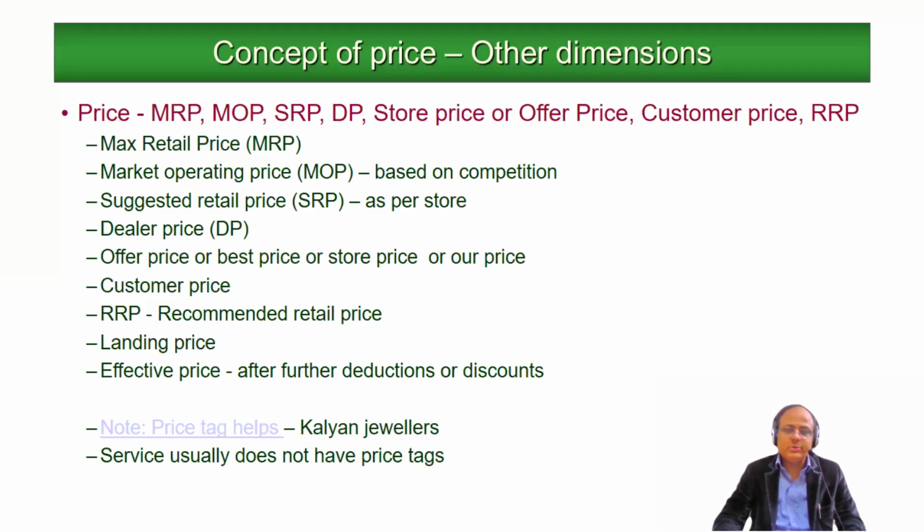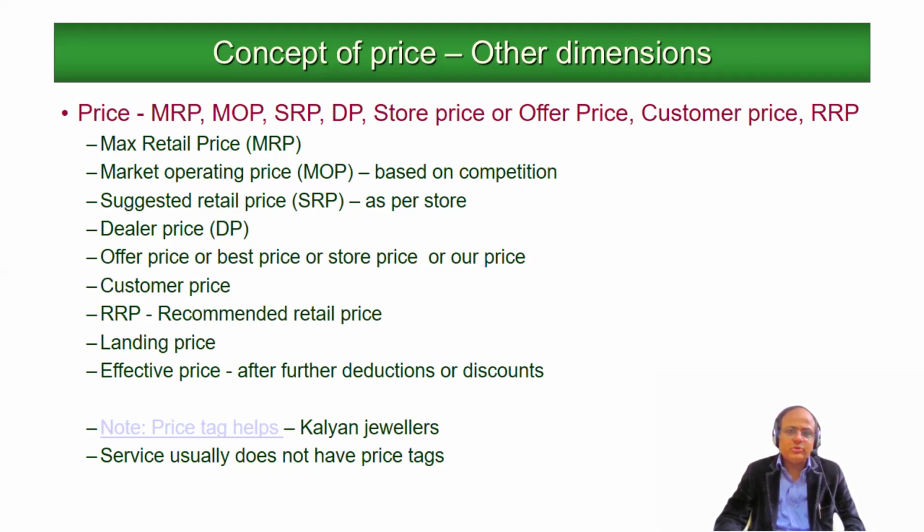and its other dimensions. See, whenever you go to the market and you try to buy a product or a service, you'll see different dimensions of pricing. One is MRP, that is the maximum retail price, market operating price based upon the competition, suggested retail price as per the store, the dealer price, offer price, or best price, or store price, or our price, or customer price, or recommended retail price, lending price, effective price after further reductions or discounts.